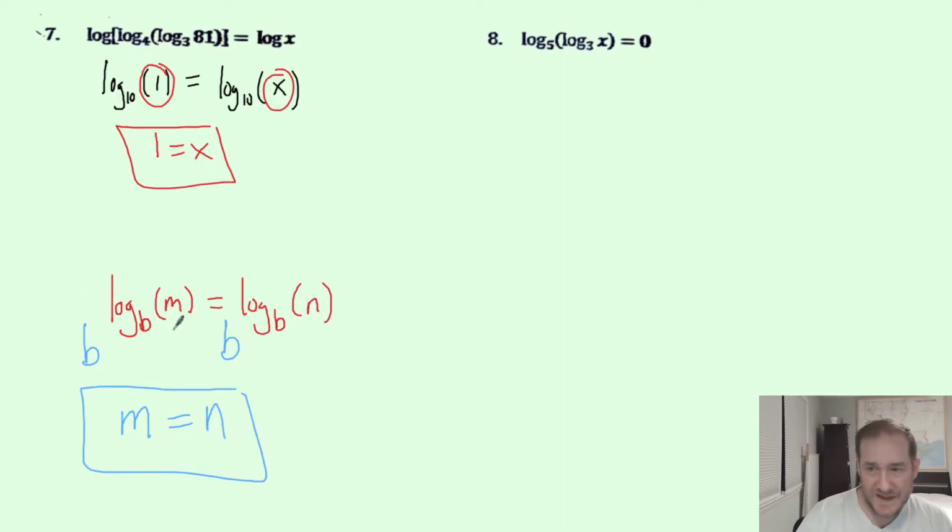So if canceling the logs didn't feel quite right to you, then, I mean, this doesn't feel right to you either, probably, but that's technically what's happening. The other way to justify it is you are using the one-to-one property, which says that logs are one-to-one functions. So if the log base b of m is the same as the log base b of n, then m must be the same as n.